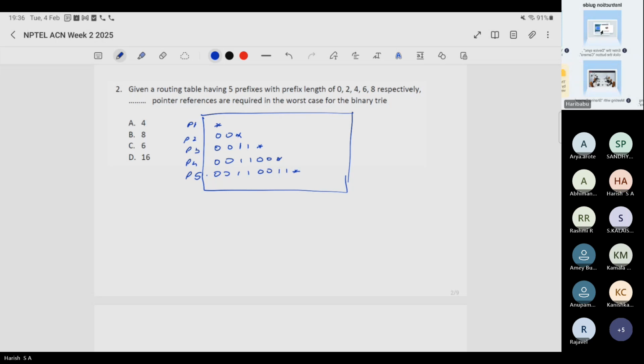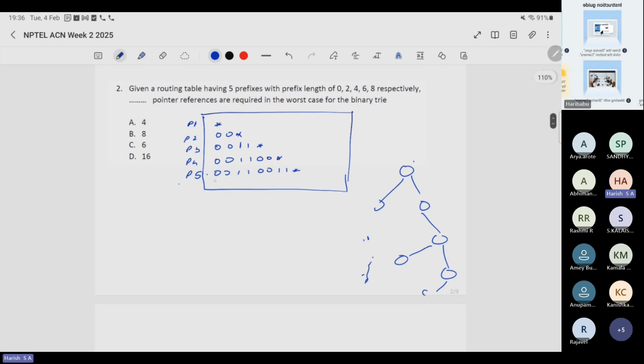Correct? What is a pointer reference? Now, if you construct a trie, you will have a tree something like this, something similar to that. Let's not construct it right now. It's just an example that I've taken. So the number of pointer references is the number of times you have to compare the bits. So in order to reach P4, you have to compare 1, 2, 3, 4, 5, 6, 7, 8 bits.